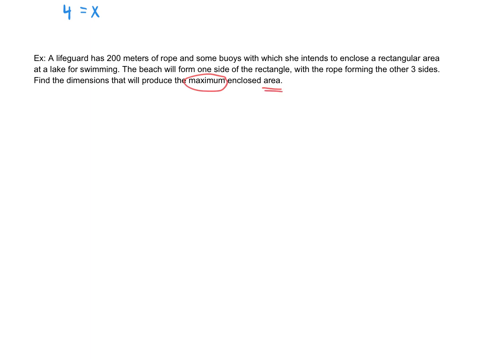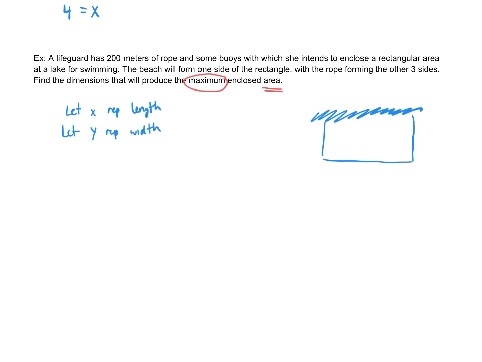Okay, starting off with a diagram. So we have the beach, let's say here, and we have rope like this, and we need to maximize this area. So what do I need? I need a length and a width. So I'm just gonna say let x represent the length, let y represent the width, and I'll label that in my diagram. X, y, y.